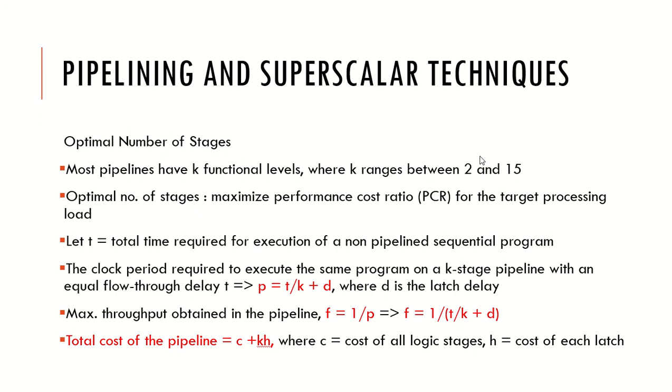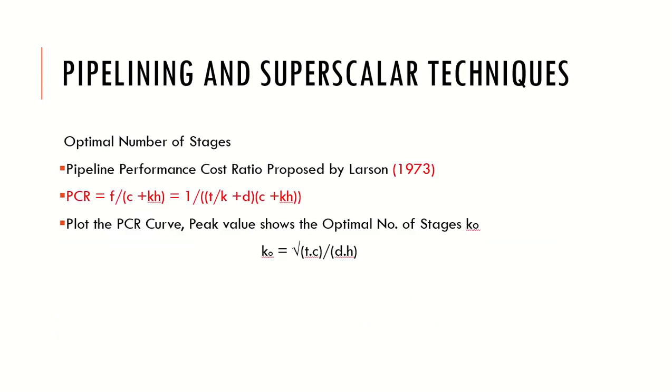And C is the total cost for all the logic stages. So the total cost is equal to C plus KH. Now, talking about the optimal number of stages, you will have to find out the pipeline performance cost ratio, or what we call PCR.